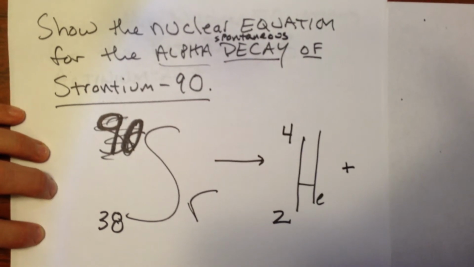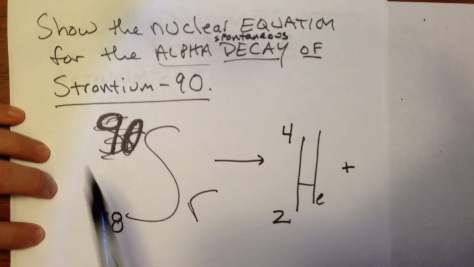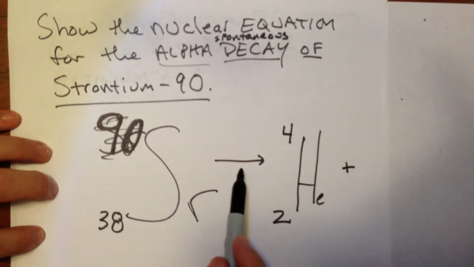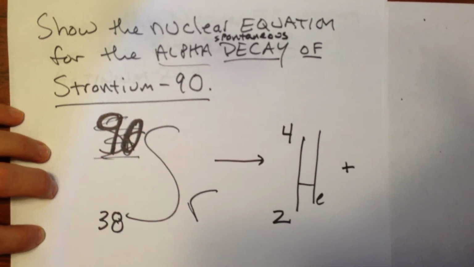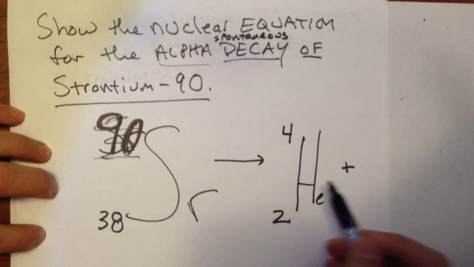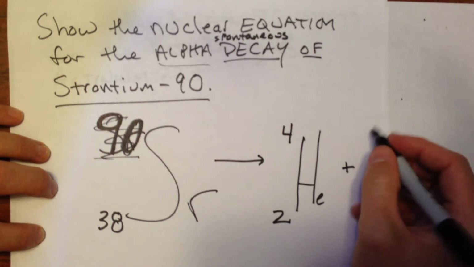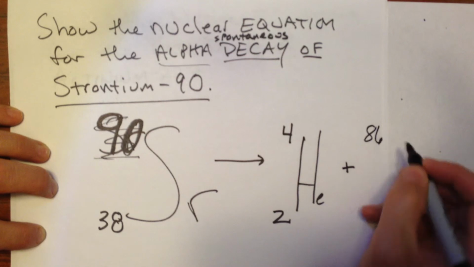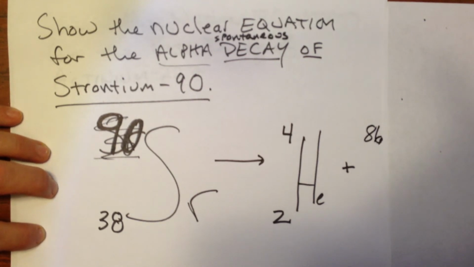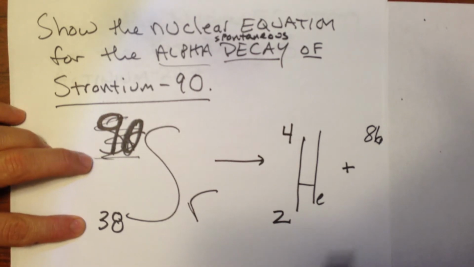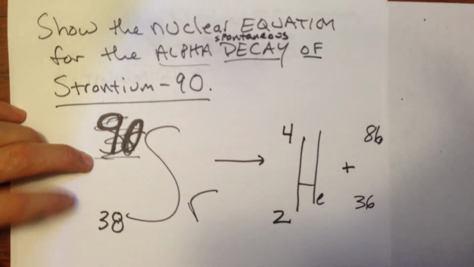Well, what's left is whatever didn't come off. And remember, the mass numbers on the right and left have to be equal. The mass number before the arrow is just 90. That's the only thing there. And afterwards it's 4. So what's missing? Well, there must be 86 more mass in there somewhere. And what about protons? We started with 38. We've lost 2. That means there are 36 of these.